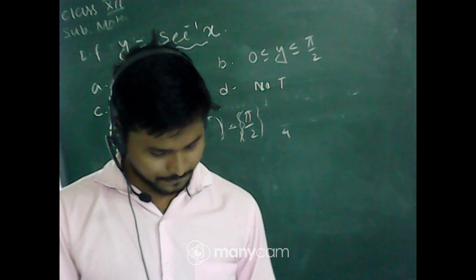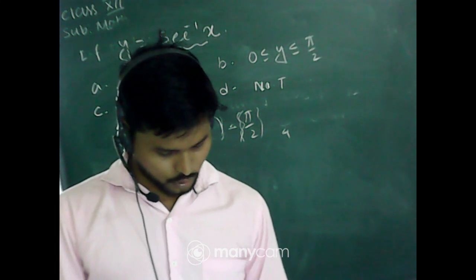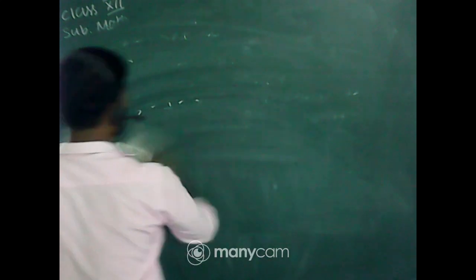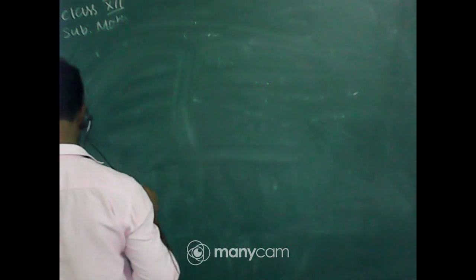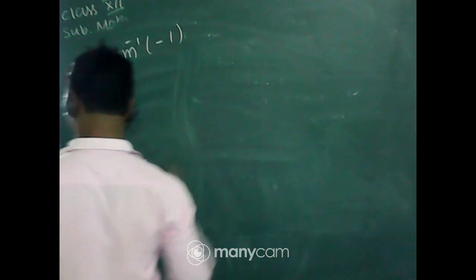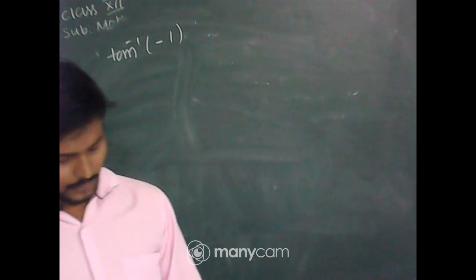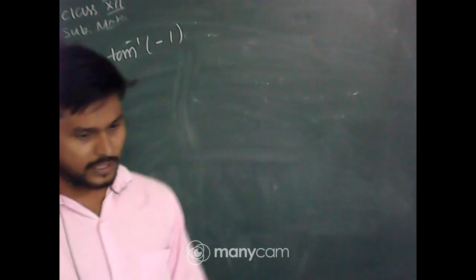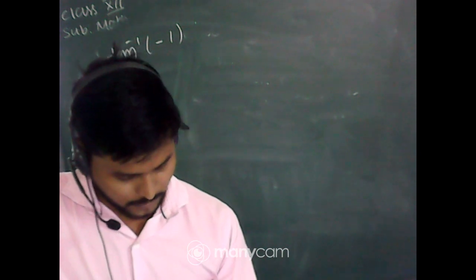Okay, next question. One more question, and that will be the last question for today. Find the principal value of tan inverse minus 1. Do you need the options? Find the principal value of tan inverse minus 1. Very good. It is minus pi by 4.